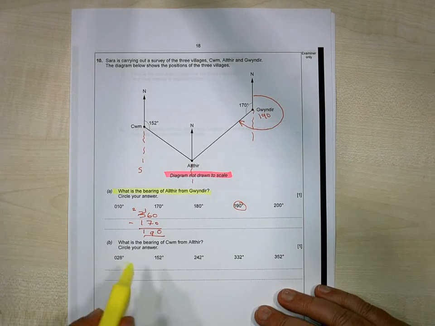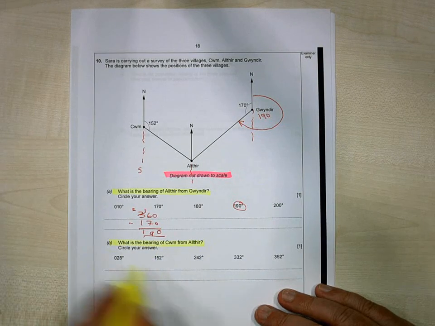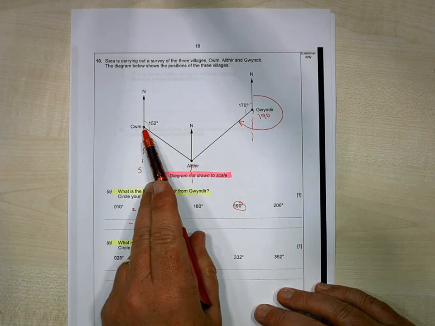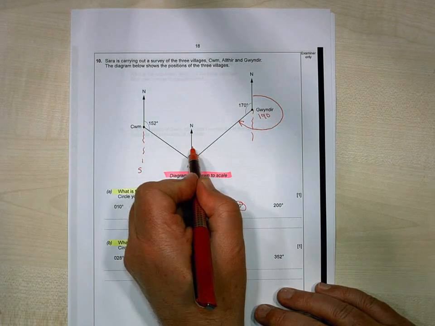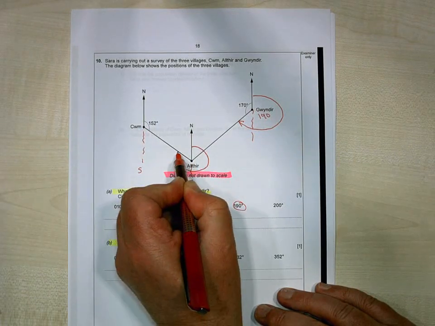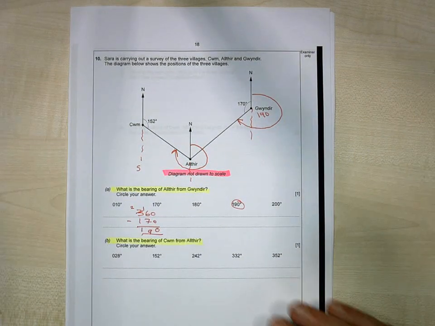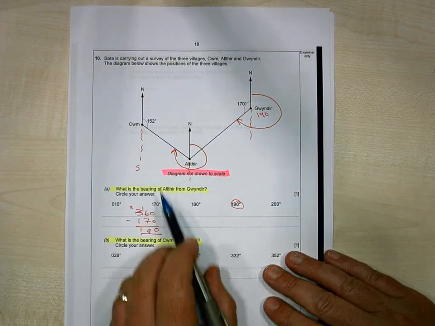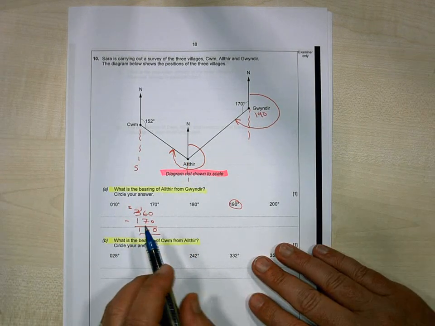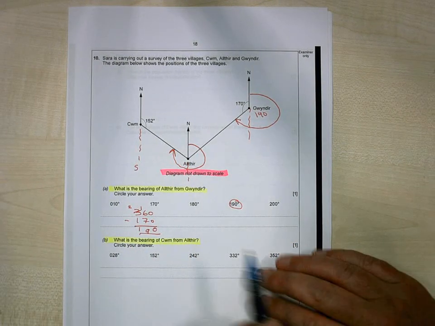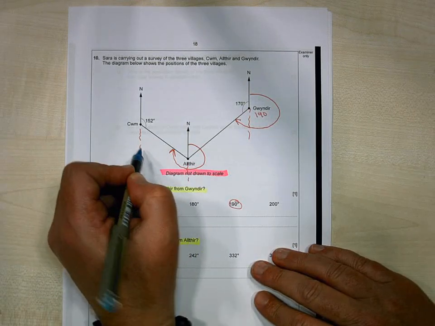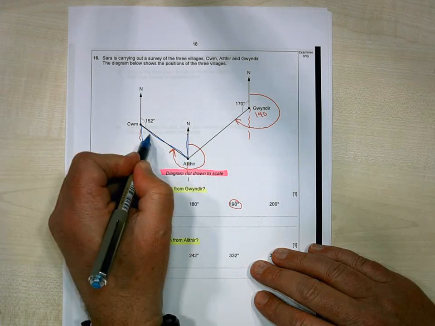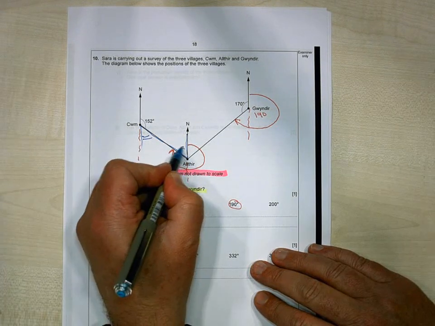Then we're on to part B. What is the bearing of Cwm from Alltir? Cwm from Alltir means you're standing at Alltir and you want to work out that distance all the way around. Now, we're working with parallel lines. So with parallel lines, you've got two common properties. One is the Z angle, okay, which is there, which means whatever that angle there is, that's the same.